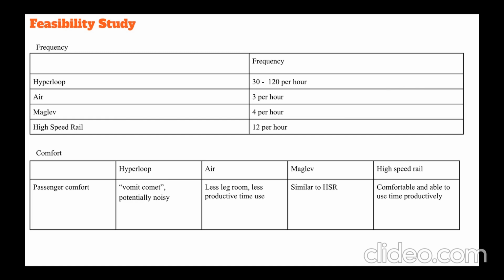Given the high speeds of Hyperloop, it would be able to perform more trips per hour than planes, maglev trains, and high-speed rail. Also, due to Hyperloop's high speed, it might be potentially noisy and might cause people with motion sickness a difficult time. However, it would provide more leg space than plane transportation.